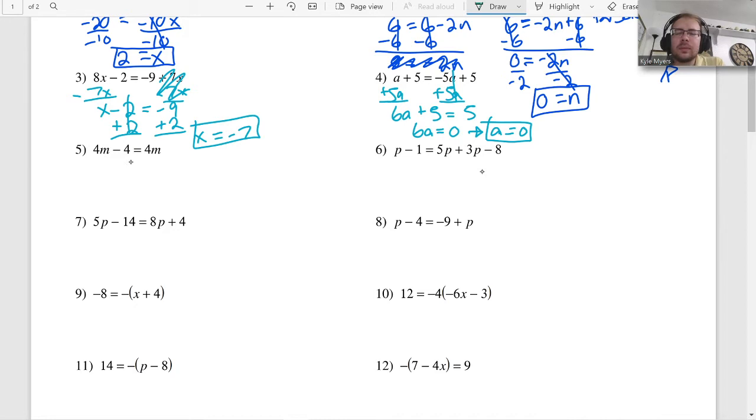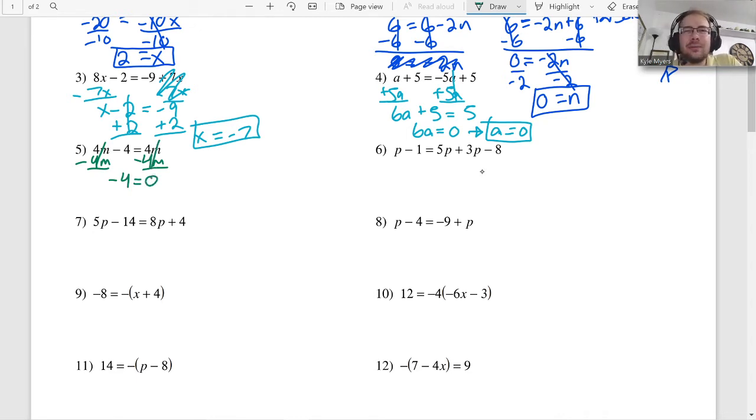But let's go ahead and look at the next one. So this one, there's a bunch of 4s everywhere, which might seem a little weird. And it kind of is, actually, because this is one of those unique equations where there's actually no answer.